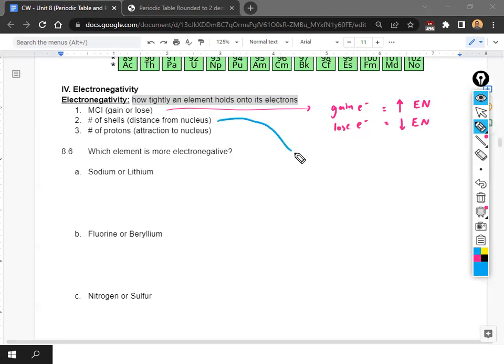The next thing that matters is the number of shells, the distance from the nucleus. Because if the electrons are far from the nucleus, it's going to be easy to steal the electrons. So that means the electronegativity is going to go down. But if the electrons are very, very close to the nucleus, it's going to be hard to steal the electrons, so the electronegativity will go up.